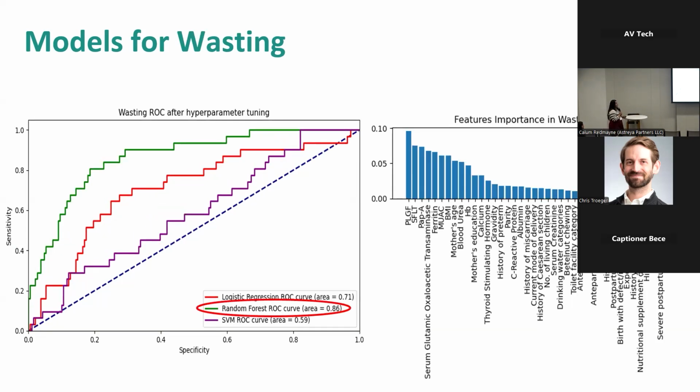Now, again, we replicated the same exercise for our wasting outcome. And we can see here also that our random forest model yet again outperformed, with an 86% predictive ability compared to the logistic regression model, which had 71%, and the SVM ROC curve, which had about 59% predictive capacity. And then on the right-hand side, we have PLGF, sFLT, and PAPP-A again identified as the top three features that could lead to wasting at birth.